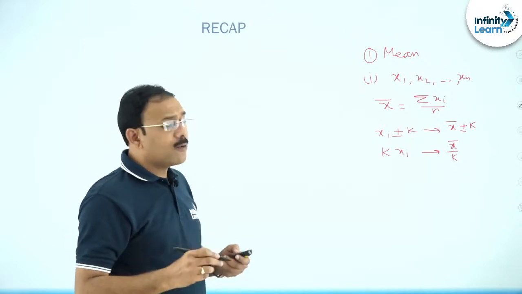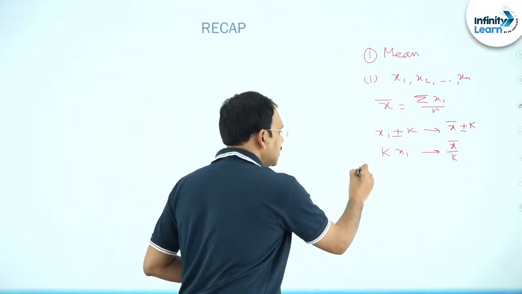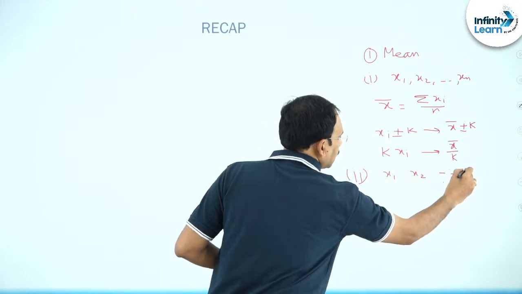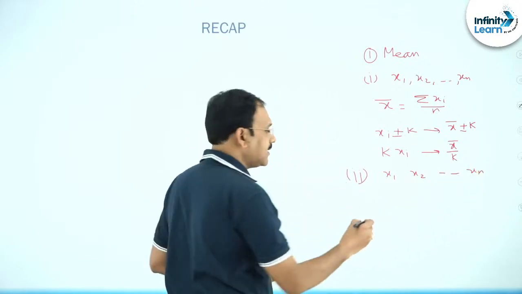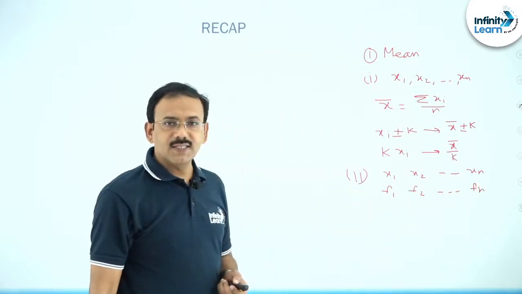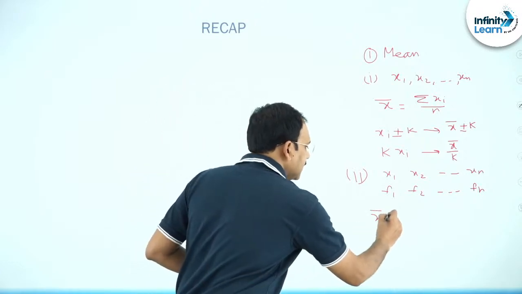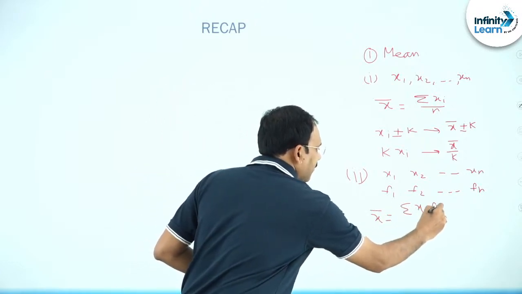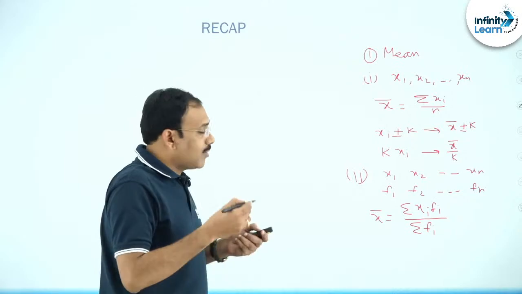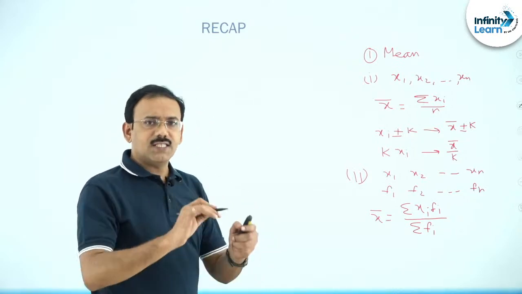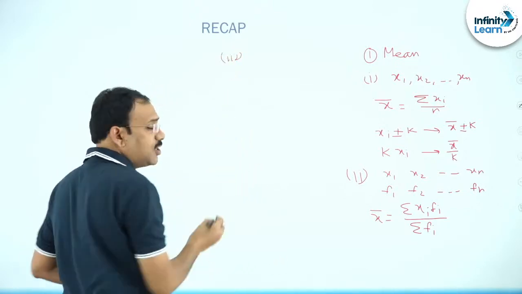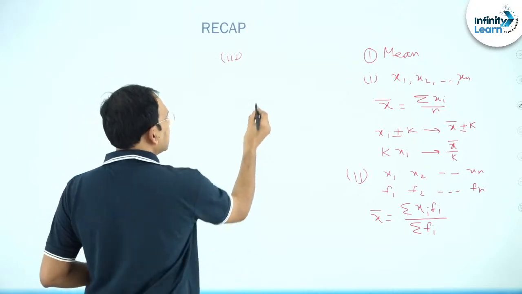The next, suppose the data is given in discrete series. Discrete series in the sense, you will be given x1, x2 and so on xn, with respective frequencies f1, f2 and so on fn. In this case, the mean is sigma xi fi by sigma fi. That is all. You know it well, I am just recollecting, I am not going into detail why, just take the formula.